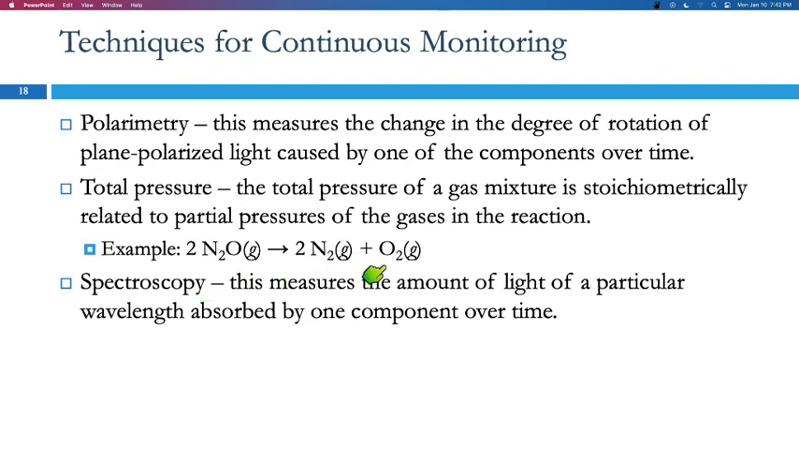But let's say as two of these react, I'm going to form three of those. And so the pressure is going to increase. And it's going to be a 2 to 3 ratio. You have to do some math and figure it out.